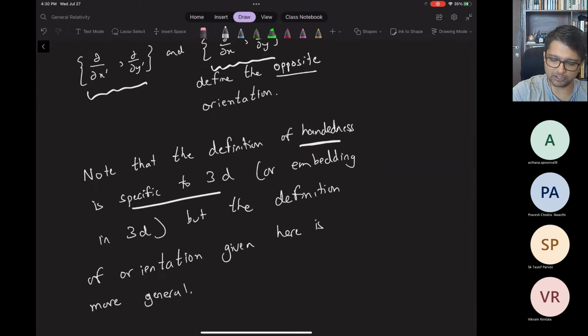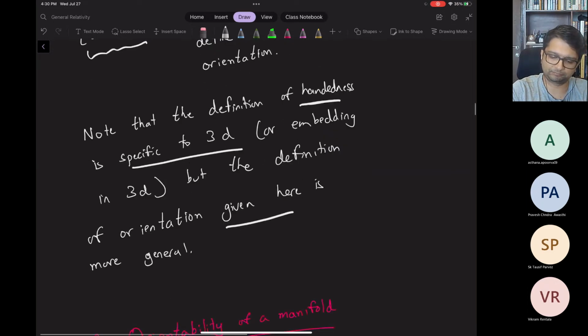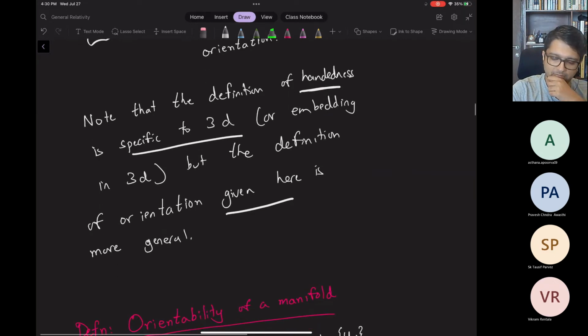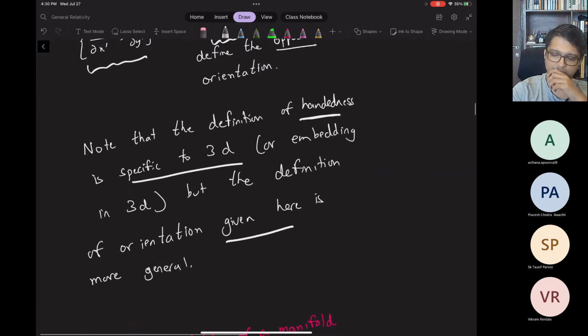So the point is that this definition of handedness, that is left-handed or right-handed, is of course specific to 3D, or the embedding in 3 dimensions. But the definition of orientation that we have given is more general. This is the definition of orientation which relies only on the determinant of the Jacobian and therefore can be extended to any number of dimensions. In 3 dimensions or in 2 dimensions, it happens to agree with our notion of cross products and thinking about right-handed and left-handed coordinate systems. Any questions here?